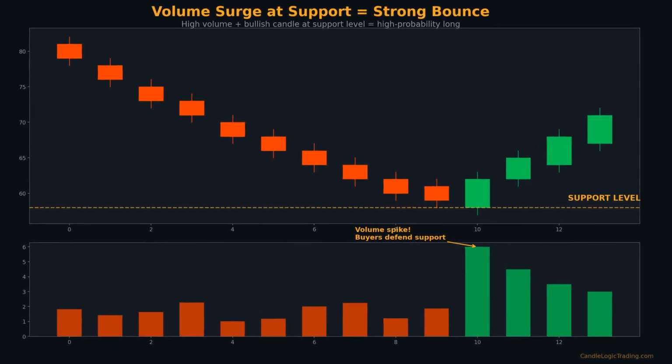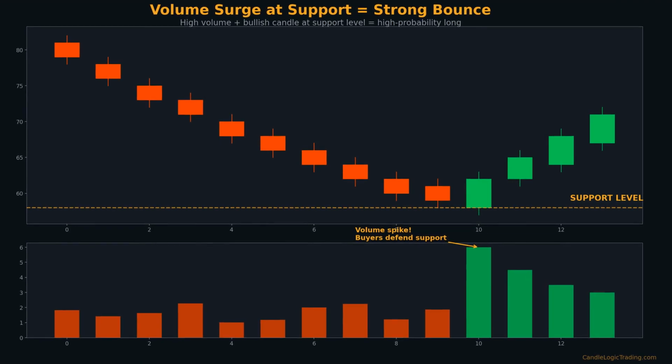A support level is a price where buyers have previously stepped in and pushed price higher. It is a floor, but not all support levels are created equal, and volume is what separates the strong floors from the trapdoors. When price drops into a support level and you see a volume surge with a bullish candle, a hammer, a bullish engulfing, a strong green bar, that is the highest probability buy signal in all of technical analysis. Why? Because the volume tells you that a massive battle just occurred at that level and the buyers won.